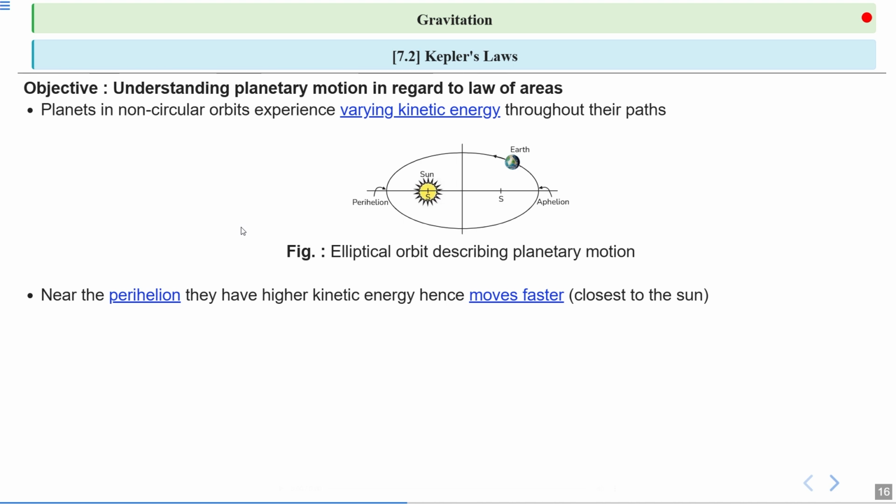Now let's focus on what happens when a planet is near the perihelion, the point closest to the sun. At this position, the planet's kinetic energy is at its highest, causing it to move faster. This increase in speed is due to the gravitational pull being stronger when the planet is closer to the sun.